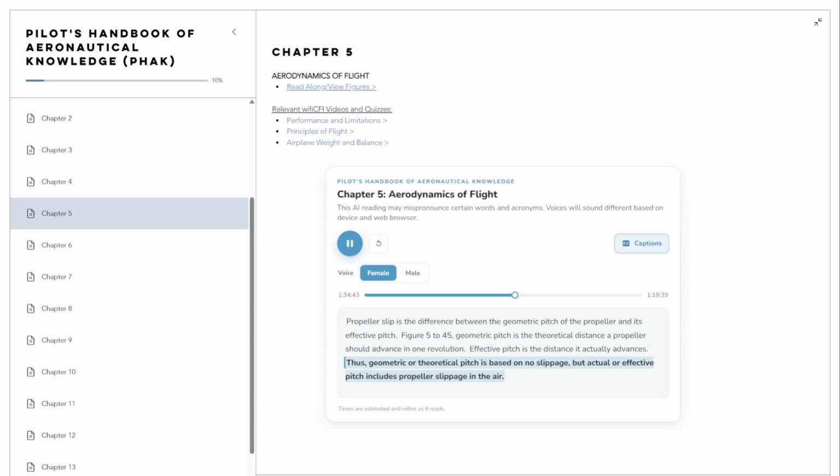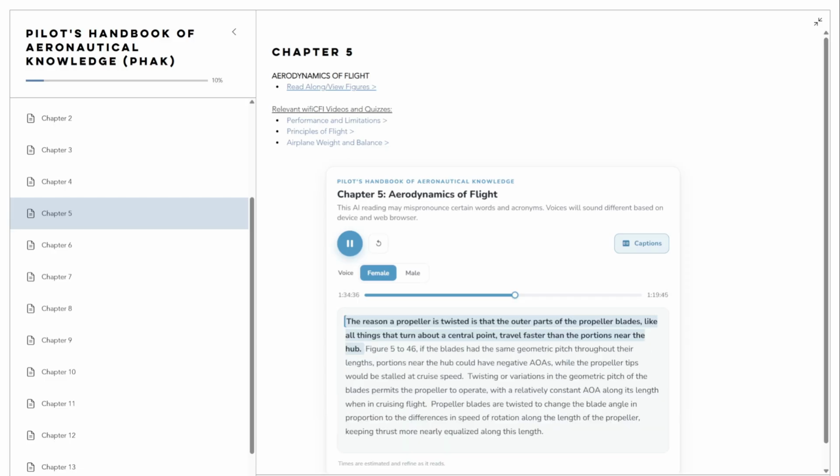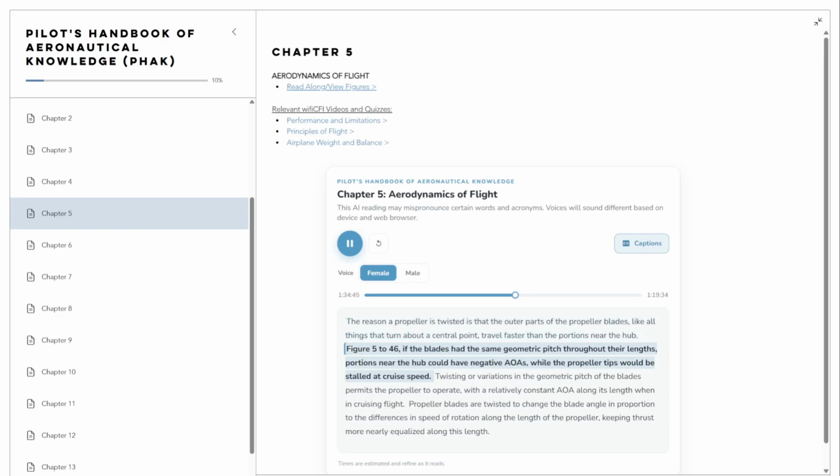The reason a propeller is twisted is that the outer parts of the propeller blades, like all things that turn about a central point, travel faster than the portions near the hub. Figure 5-46. If the blades had the same geometric pitch throughout their lengths, portions near the hub could have negative AOAs, while the propeller tips would be stalled at cruise speed. Twisting or variations in the geometric pitch of the blades permits the propeller to operate with a relatively constant AOA along its length when in cruising flight.